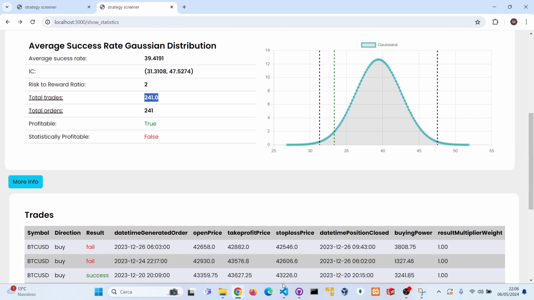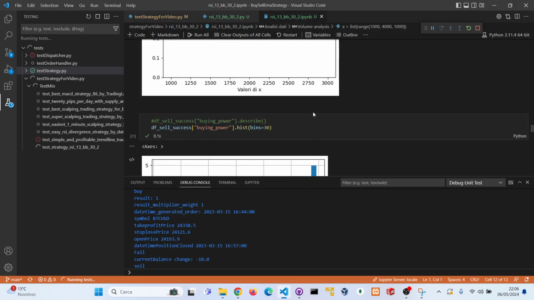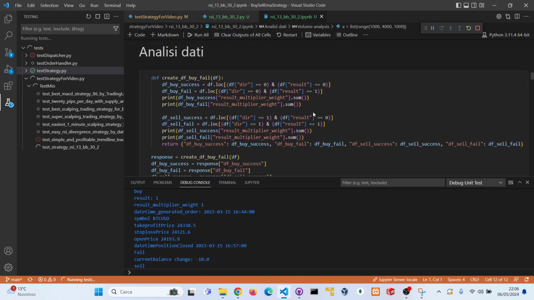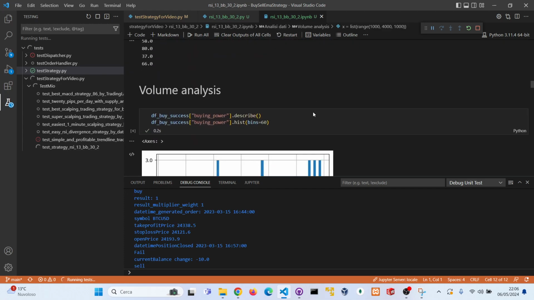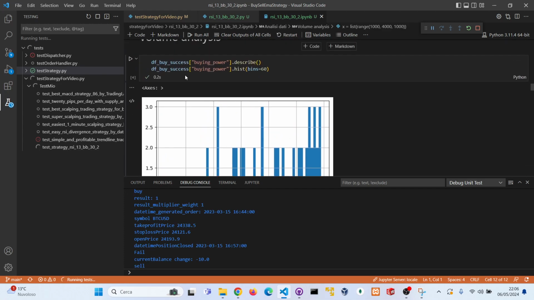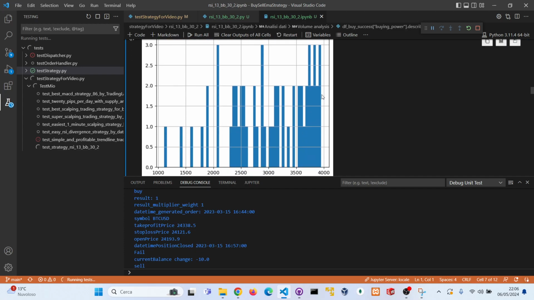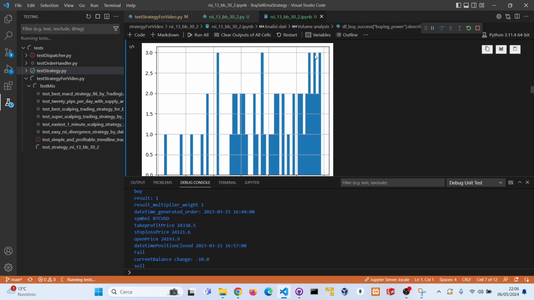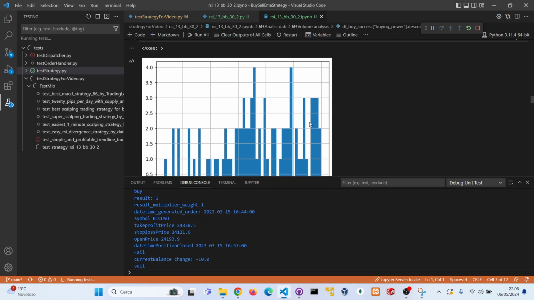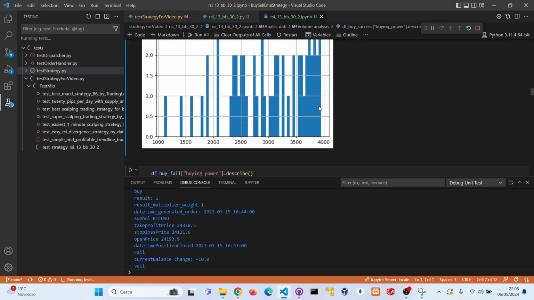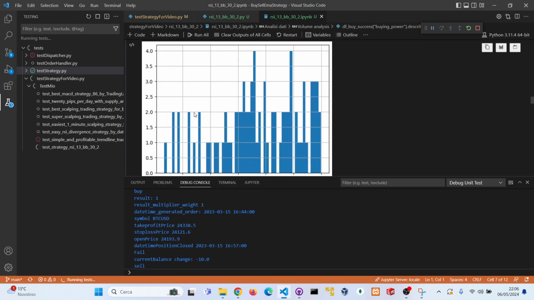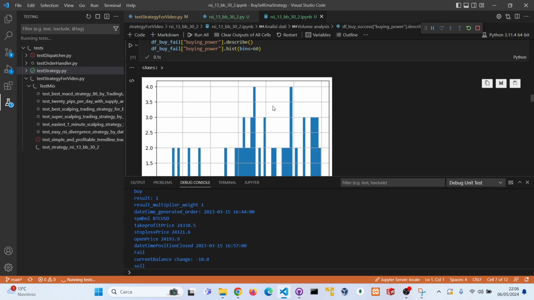Now, let's try to improve the strategy. I have tried to improve the strategy by analyzing the buying power needed for each trade. In this case, we can see the buying power needed for long positions that were successes, the graph of where trades were located, and here for the fails. And as you can notice, here we have more successes, here less, and here we have more fails. So maybe by filtering the buying power, we can improve the strategy.